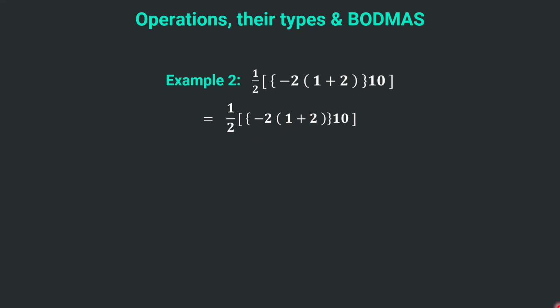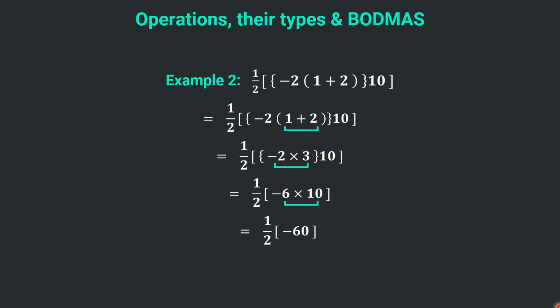So again in the bracket there is a multiplication, then again a bracket, then again we will prioritize the bracket first. So 1 plus 2 we will be performing. So 1 plus 2 will make it 3. So again minus 2 into 3 within the bracket we will solve first. So minus 2 into 3 will make it minus 6. So now again there is a multiplication and a bracket, we will perform the bracket first. So minus 6 into 10 will make it minus 60. So 1 upon 2 into minus 60. So now 1 upon 2 will be multiplied by 60 as it is, which will make it minus 30. So again in this example also we followed the BODMAS rule according to its sequence.